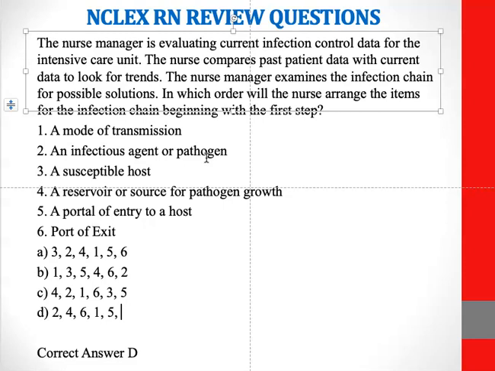Then the third link is portal of exit. How does the microorganism exit the body? Then is the mode of transmission. So it could be direct mode or indirect mode. And 5 is the port of entry to a host, how the microorganism enters the body. So the correct answer will be D, as in David.